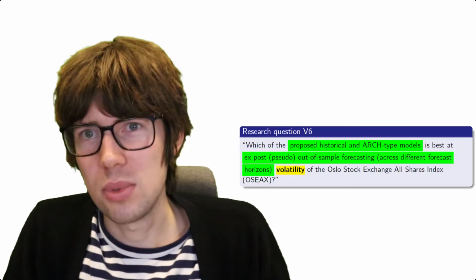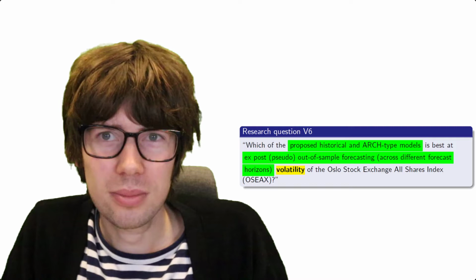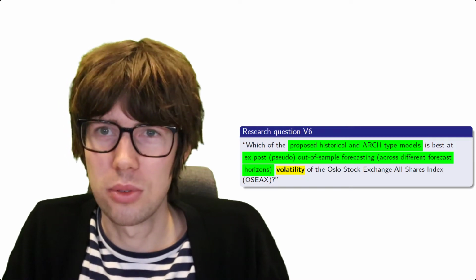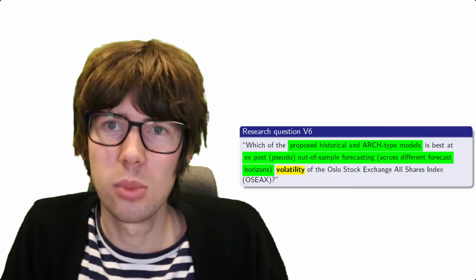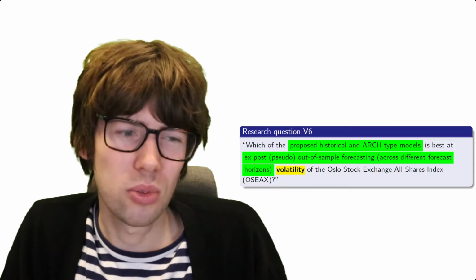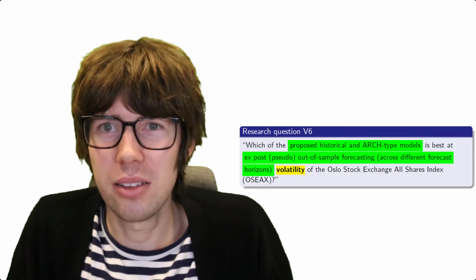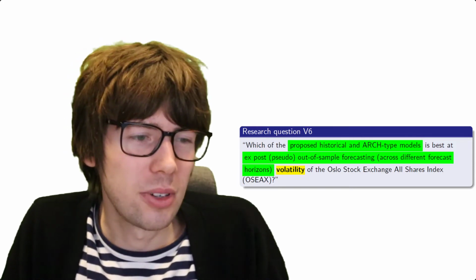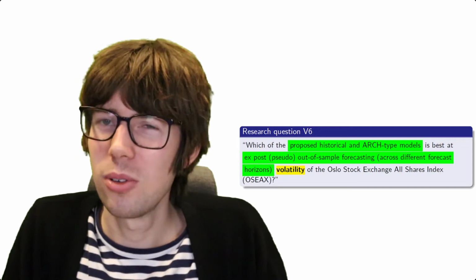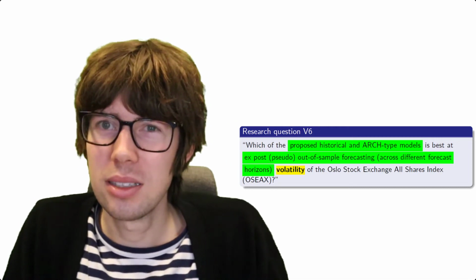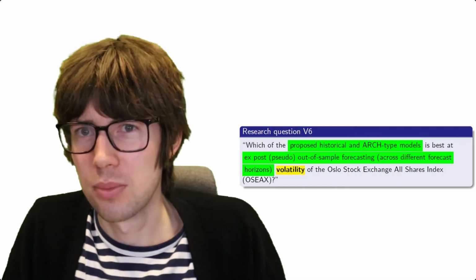But is this research question now smart, specific, measurable, achievable, relevant, and time-bound? Not really. There's still vagueness here. For instance, what exactly do I mean by volatility? Volatility could mean so many things.